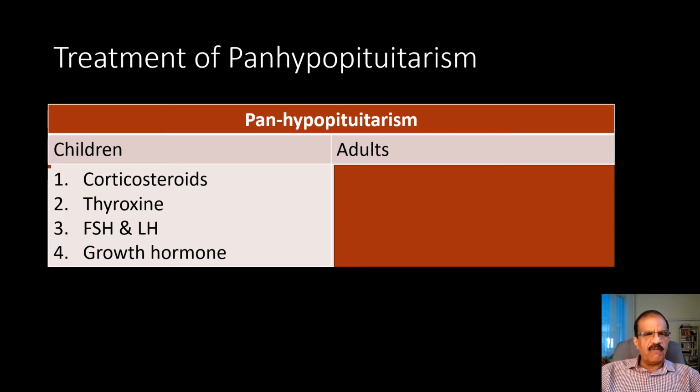Similarly, the TSH is deficient, but we do not need to replace it with TSH. I'm not sure if it is available, but it would be very expensive even if it is available. The role of TSH is only to stimulate the thyroid gland, and the thyroid gland produces T4 and T3, which have the tissue effects, and we have T4 available, which is very cheap, so we replace it with thyroxine.